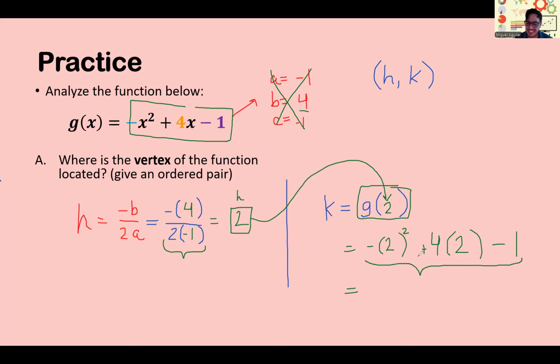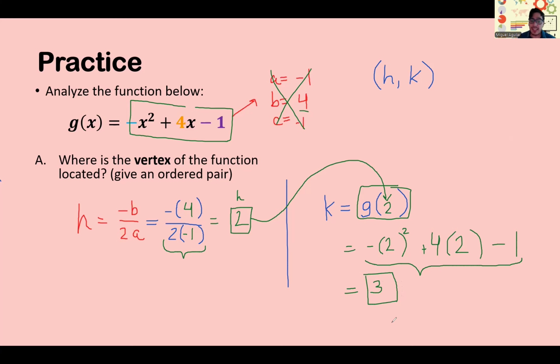So we're going to type it out exactly the way we wrote it. Negative parentheses 2 squared plus 4 parentheses 2 minus 1. And what are you guys getting? 3. 3. 3. Okay.